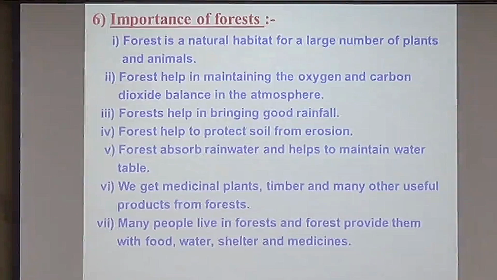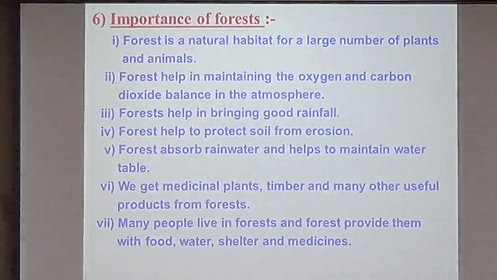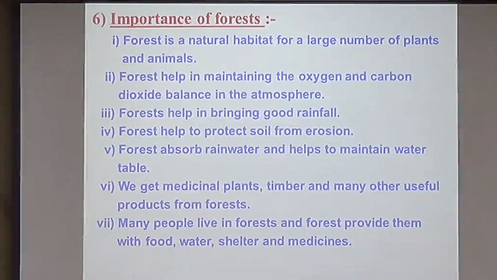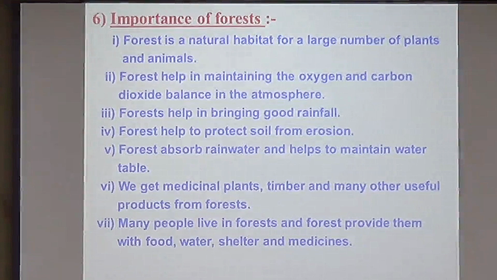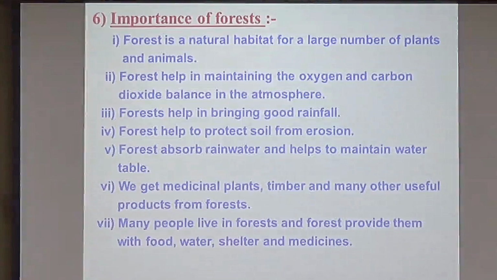Now the next thing is the importance of forest. Forest is a natural habitat for a large number of plants and animals. Forest helps in maintaining the oxygen and carbon dioxide balance in the atmosphere. Forest helps in bringing good rainfall. Forest helps to protect against soil erosion. How? Because the roots of the forest bind the soil tightly. So whenever heavy rainfall occurs, the soil is bound by the roots. Therefore, the forest protects the soil and prevents soil erosion.